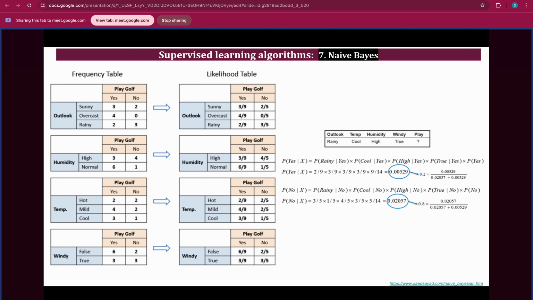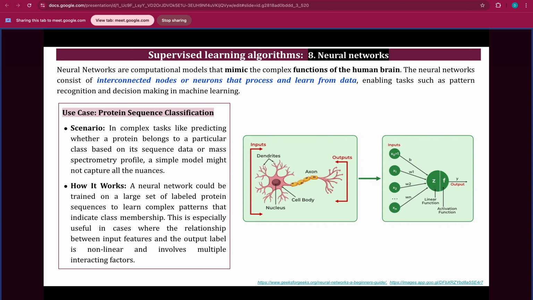So this is about naive Bayes, and don't worry about all these slides because they are very detailed, but you won't be asked for all these details. This is just for your understanding of what is done in naive Bayes.